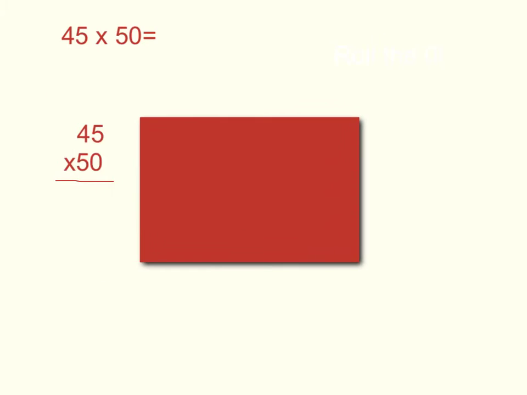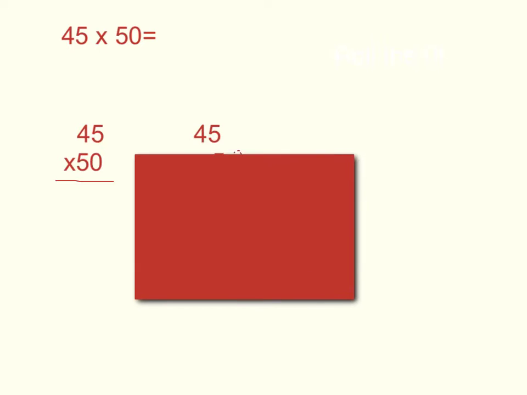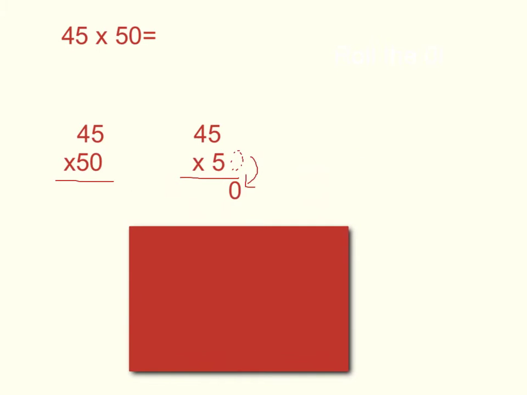We have 45 times 50. I'm just going to roll the 0 into the answer. So watch. Now all I do is take 5 times 5, which is 25. My 5 here. Carry my 2 using the standard algorithm. 5 times 4 is 20, plus 2 is 22. The answer is 2,250. The exact same way we did it in the first slide.